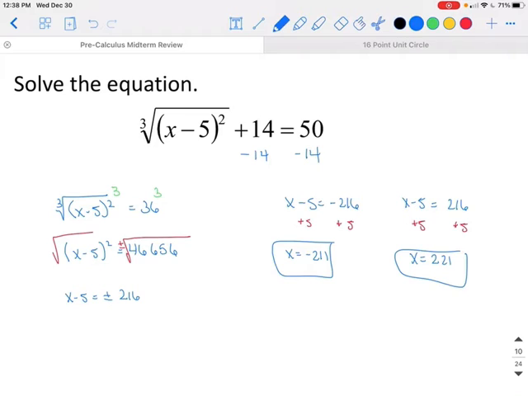Now, because we did have to do a plus or minus, you should check that both of the answers work. Make sure neither of them are extraneous solutions. So you should plug them back into the original. And if you do, you will see that both of these answers do work correctly for this problem.